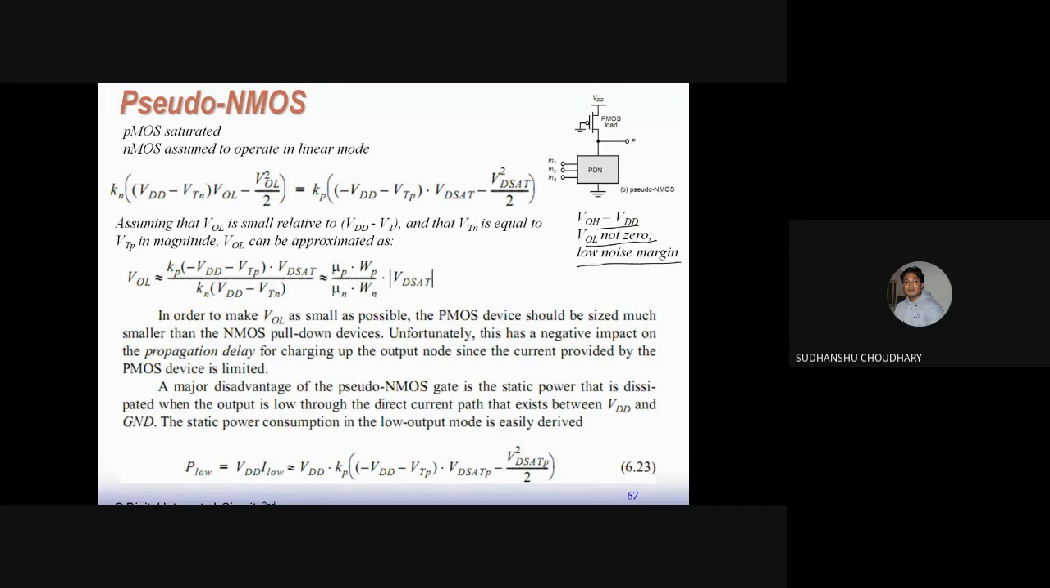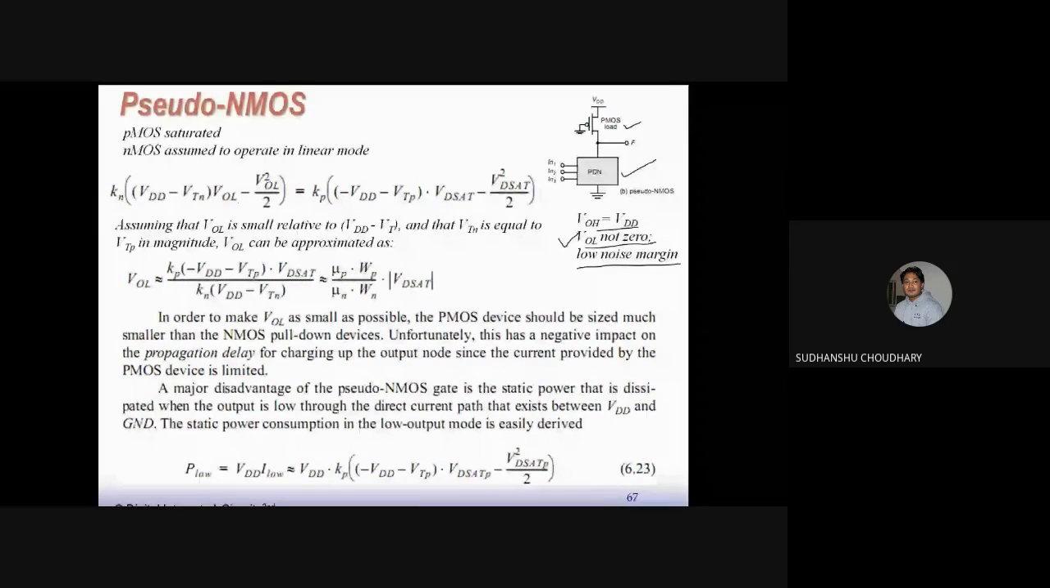So this VOL can be found by equating the current through the PMOS and NMOS. PMOS, when the gate is connected to zero or ground, is assumed to be always in saturation mode. So in this circuit, PMOS is always working in saturation, and the pull down network can be assumed to work in the linear region. If the pull down network is on, then the current through PMOS and NMOS can be equated to find out VOL. By this relation, VOL can be found.